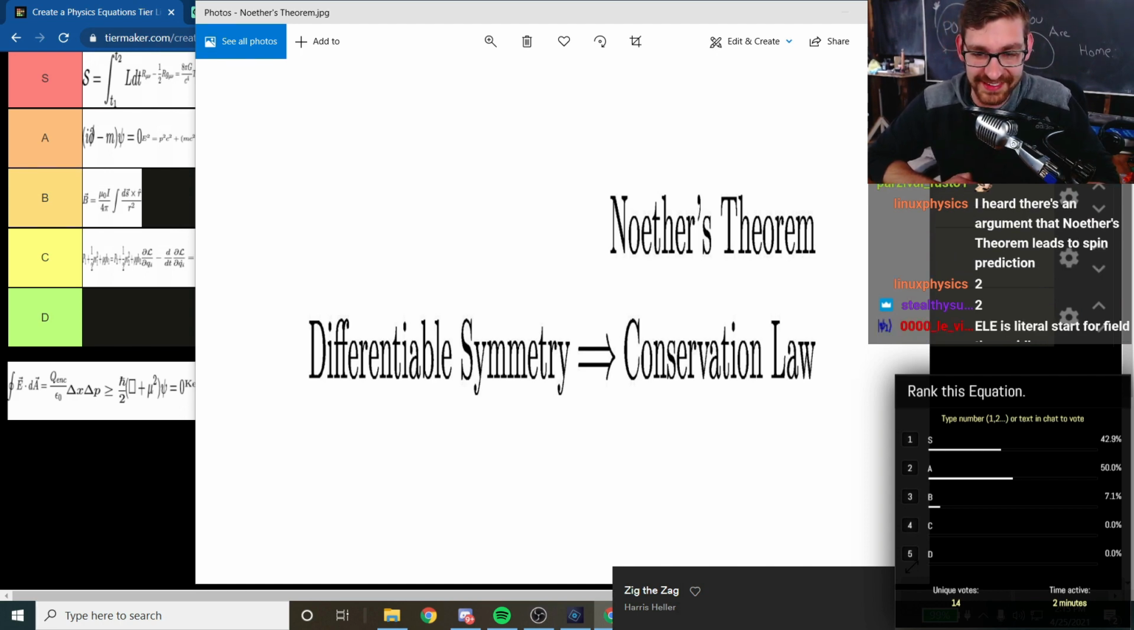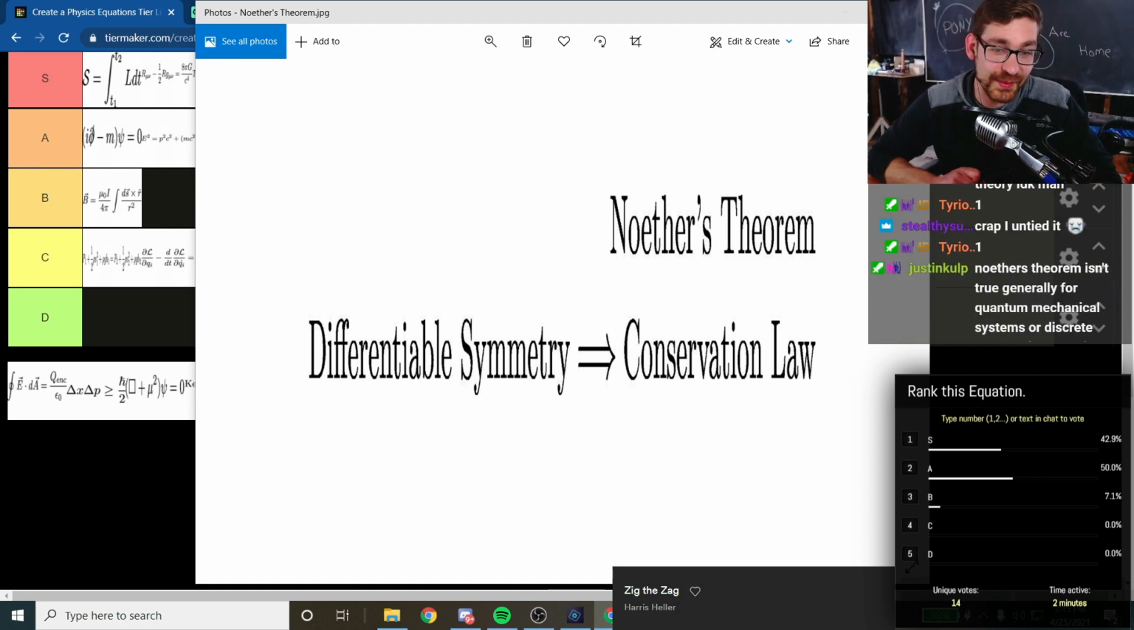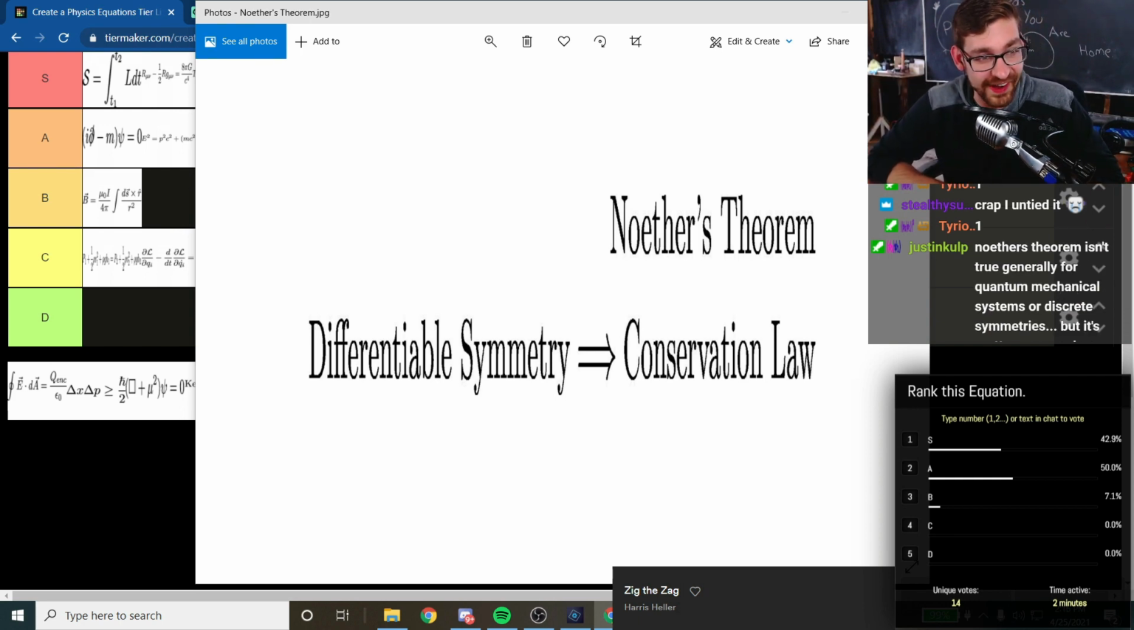Euler Lagrange Equation is literally the start for field theory. I don't know, man. Are they, or is Noether's theorem? Because the way I was taught was that Noether's theorem is the start for field theory.